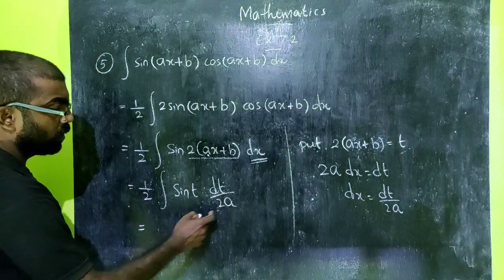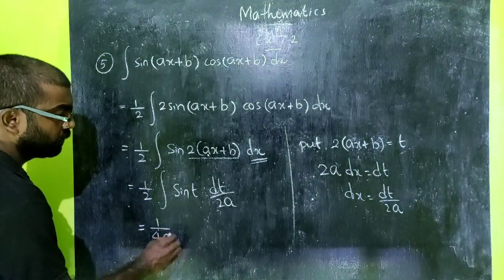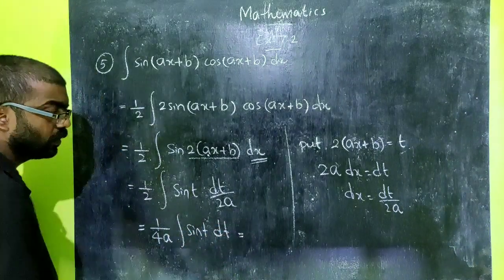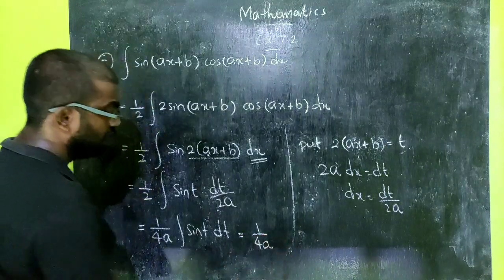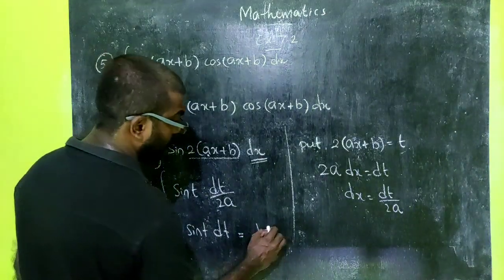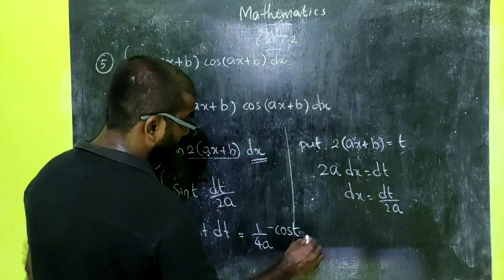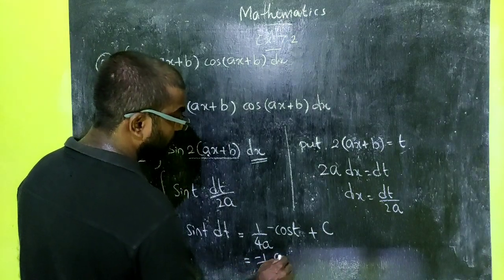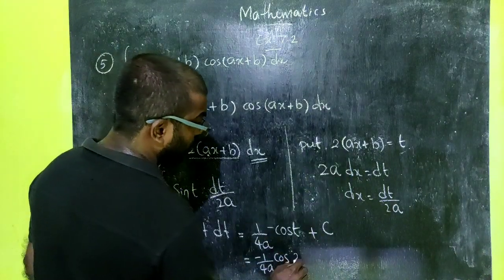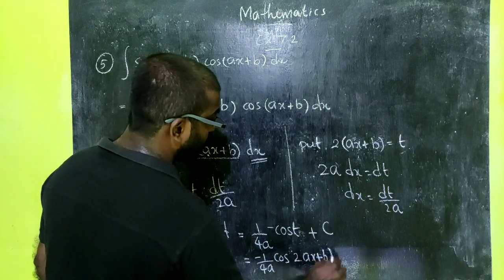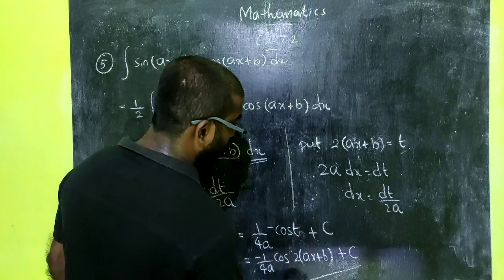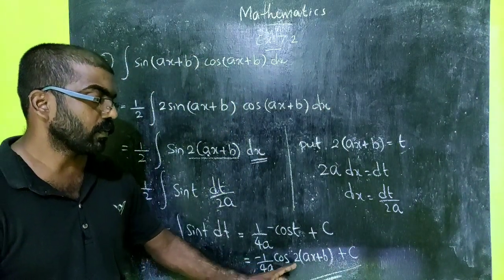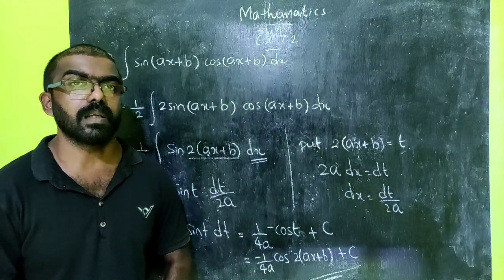1 by 2 into 1 by 2a, that is 1 by 4a integral sin t dt, which is equal to 1 by 4a into integral of sin t, minus cos t. So minus cos t, then plus c, which is equal to minus 1 by 4a cos t. The t value is 2 into (ax plus b), then plus integrating constant c. So the final answer is minus 1 by 4a cos of 2(ax plus b) plus c. Okay.